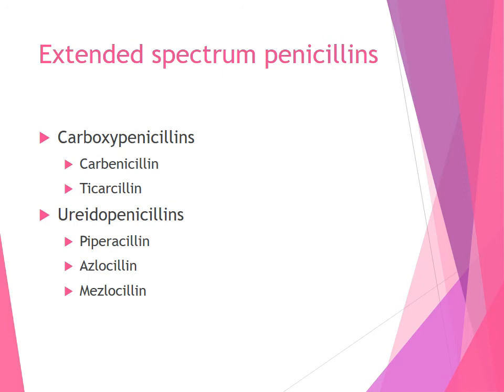Okay, next classification, we have extended spectrum penicillins. They are also known as anti-pseudomonal penicillins. Under extended spectrum penicillins, we have carboxypenicillins. Under carboxypenicillins, we have carbenicillin and ticarcillin. They are carboxypenicillins because in their structure there is a carboxylic acid. Ureidopenicillins are called that because in their structure there is a urea. Under ureidopenicillins, we have piperacillin, azlocillin, and mezlocillin.